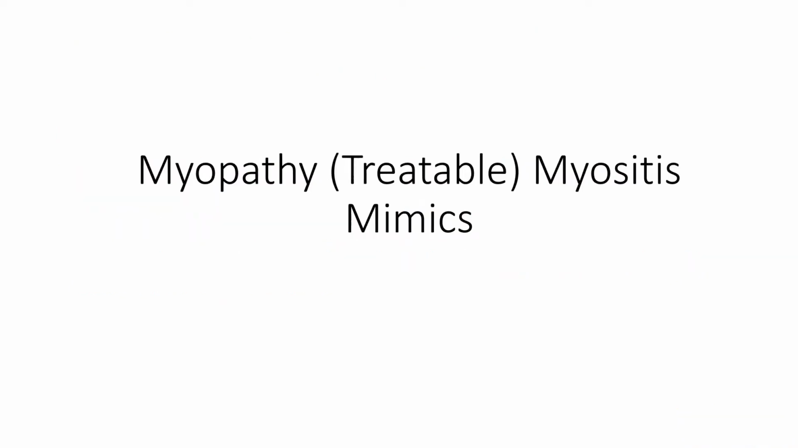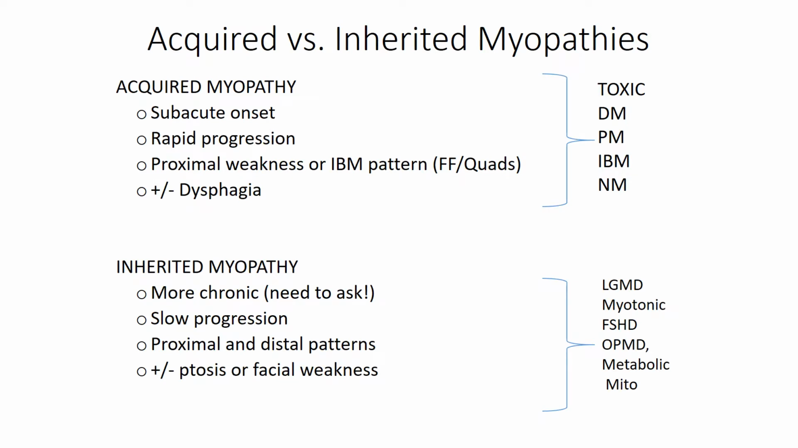So next we want to focus on a patient who we believe has myopathy, but we want to be sure that it's not a mimic of a treatable myositis. This is somewhat biased from my own practice, but the first thing I'd like to do when I believe a patient has a myopathy is take a step back and be fairly confident that they have an acquired myopathy rather than an inherited myopathy. And of course, the key here is often the history.